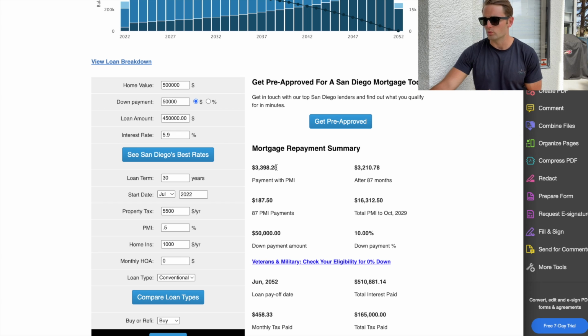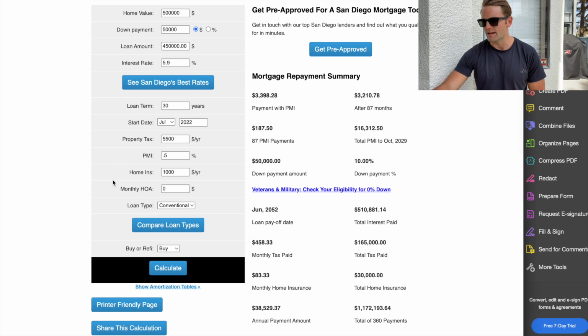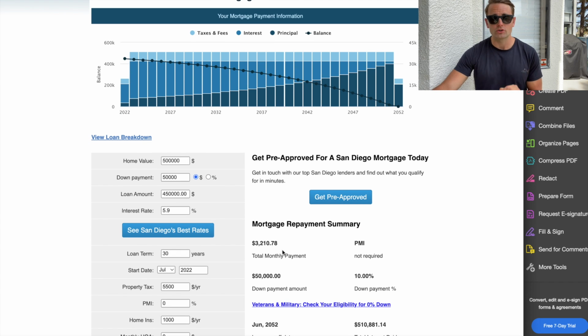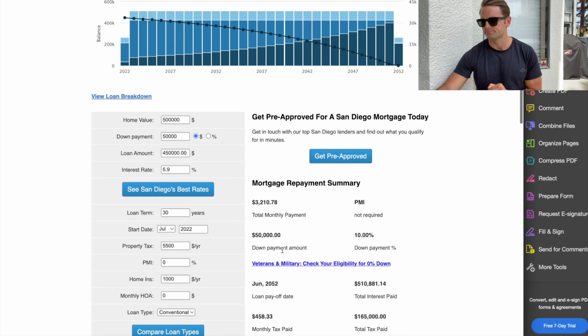So for this example, we're looking at about a $3,400 payment per month, including PMI. Now this includes the property taxes and the home insurance as well. Over the lifetime of the loan, it's gonna be $1.17 million total, okay? So keep that in mind, the $1.17 million. Now we're gonna take PMI out of the equation altogether. And if we do that, it drops to $3,200 per month as a payment. So as you can see, you're already significantly reducing your monthly cost for that mortgage.